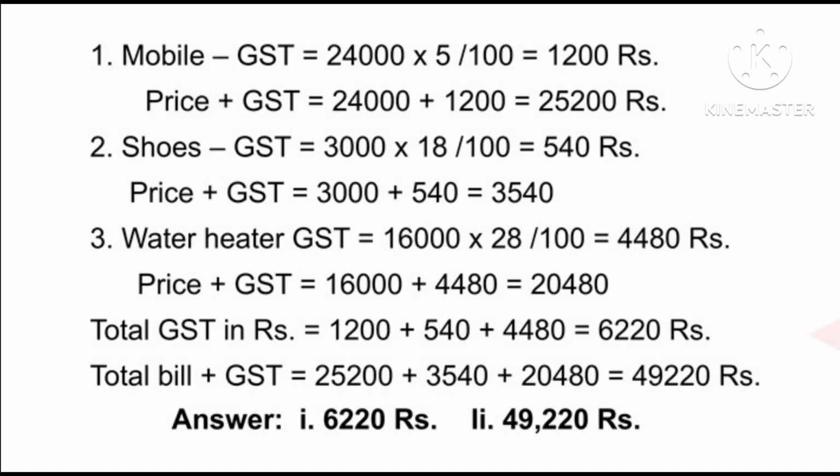Therefore, adding GST of all three items, total GST is equal to 1,200 plus 540 plus 4,480 equals 6,220 rupees. And total bill amount inclusive of GST is equal to 25,200 plus 3,540 plus 20,480 equals 49,220 rupees.